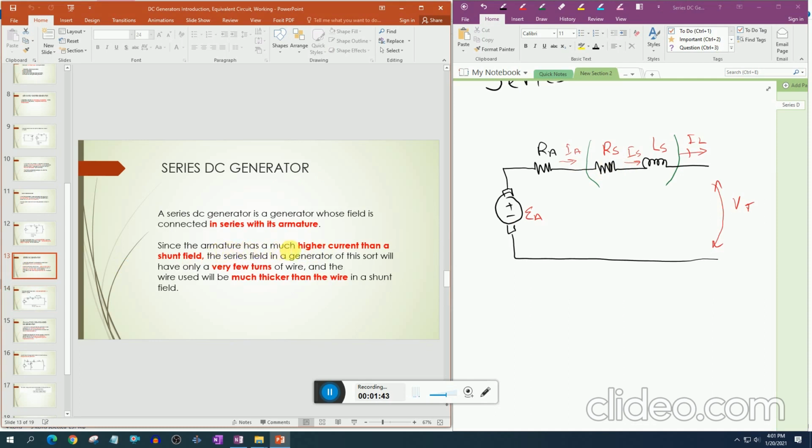the armature has a much higher current than a shunt field. The series field in a generator of this sort will only have a few turns of wire. Here it has just a few turns of wire, and the wire will be much thicker than the wire in a shunt field, thicker in diameter than the wire used in the field coil of the shunt DC generator.